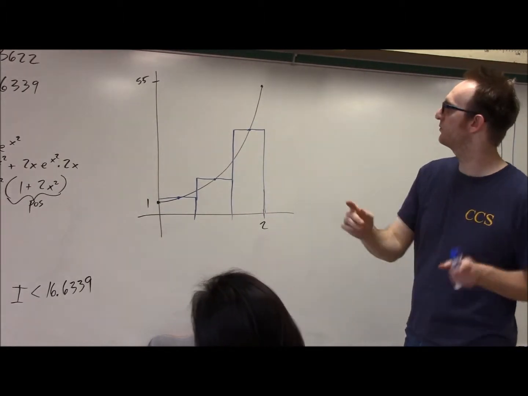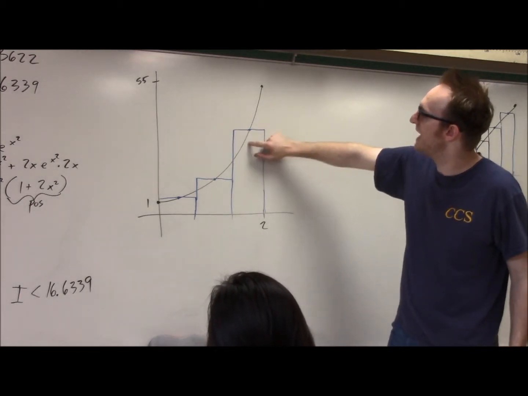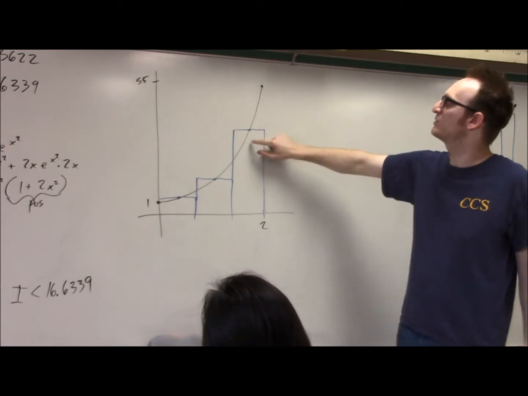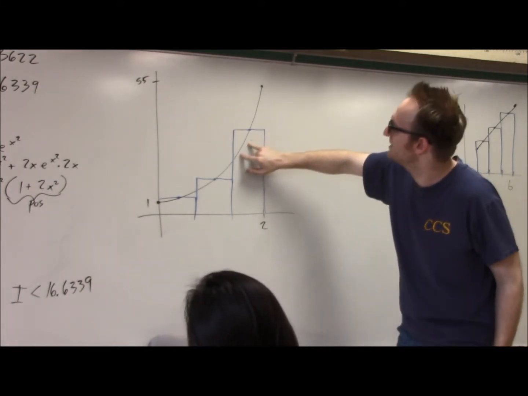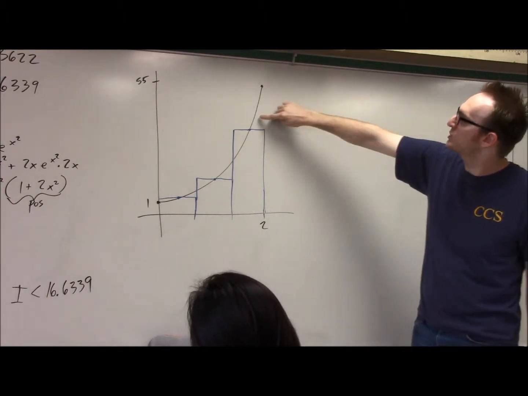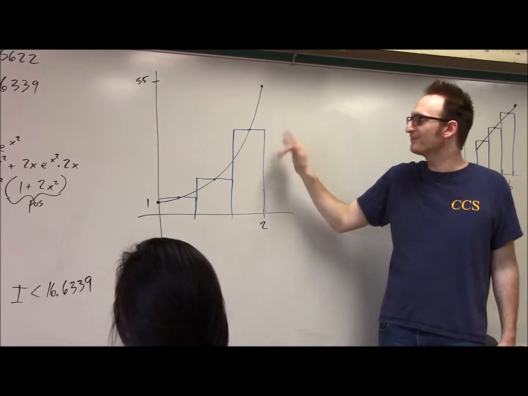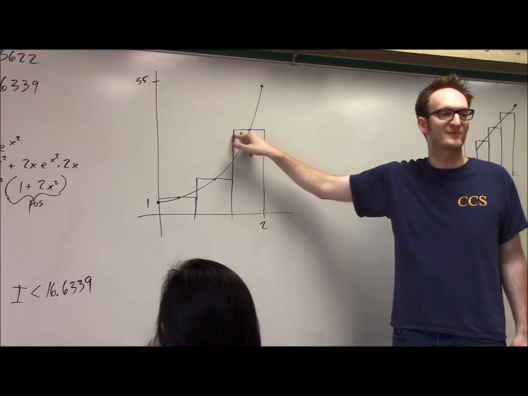Well, I think Alexandra was the one that said the key insight, and I think Michelle kind of mumbled it, which is that since the function is concave up and the derivative is increasing, the rate at which the function is getting bigger is getting bigger. Which means that the function is going to get more bigger on the right half of each subinterval than it is on the left half.